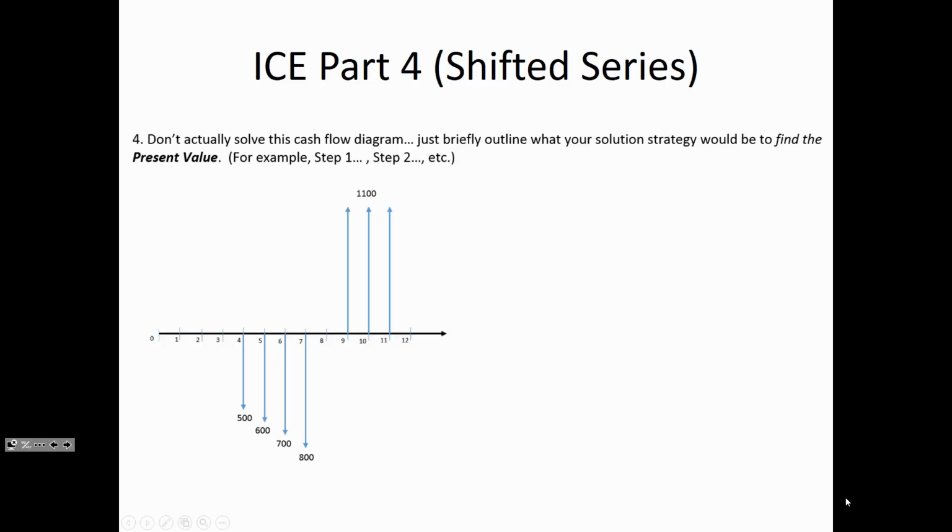Now, let's say that you don't have Excel, because if you are using Excel, your solution strategy is very easy. Just put each amount on a row, and then you just saw what to do using the PV function. I'm talking about what if you have to use the table lookup factors. So here is an annual series and a gradient that has to be dealt with in years 4 through 7. Then you'll notice here's an annual series in years 9 through 11.